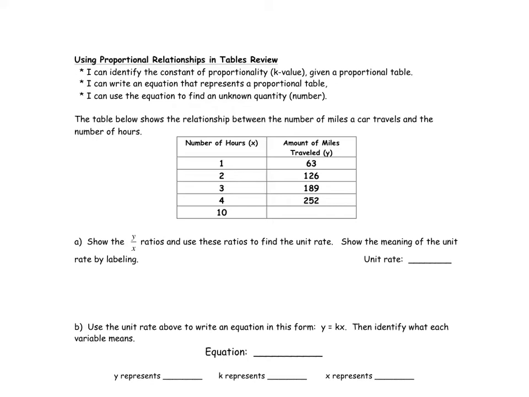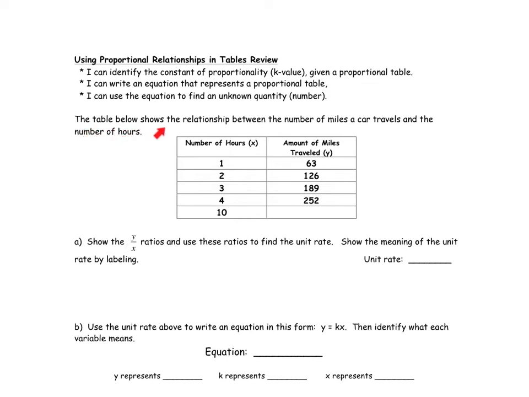Today we're going to be using proportional relationships in tables, and this is a review of what we did yesterday. So our first goal: I can identify the constant of proportionality, which is also known as a k-value, given a proportional table. I can write an equation that represents a proportional table, and I can use the equation to find an unknown quantity. In other words, I can answer questions that are related to this table.